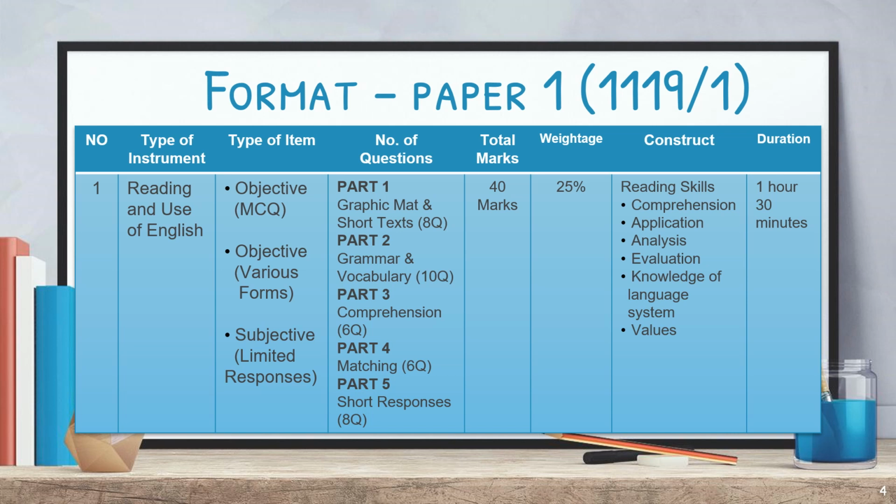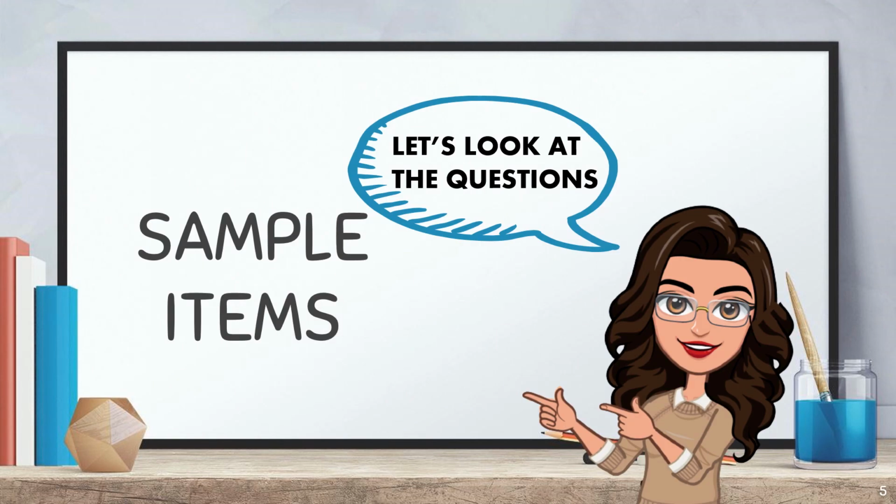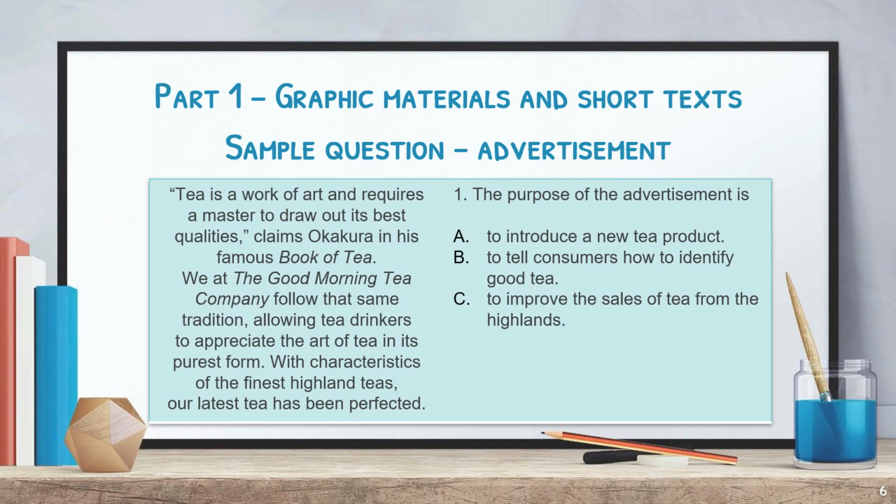Let's look at the questions. These are some sample items, so that you can have a better idea of how the paper will be like. Part 1 is on graphic materials and short text. This is a sample question on advertisement. There are different kinds of questions which will be asked for this part. It can be a short text, a poster, a picture, a sign, or a brochure, or even a short text message. So this is one sample. Let's look at it.